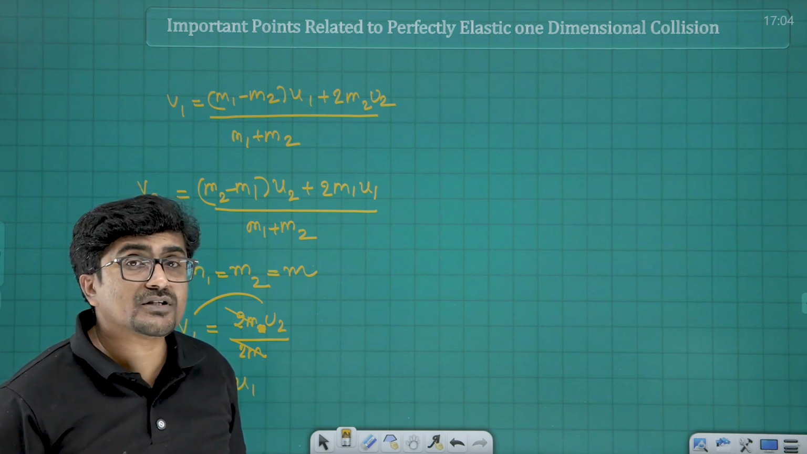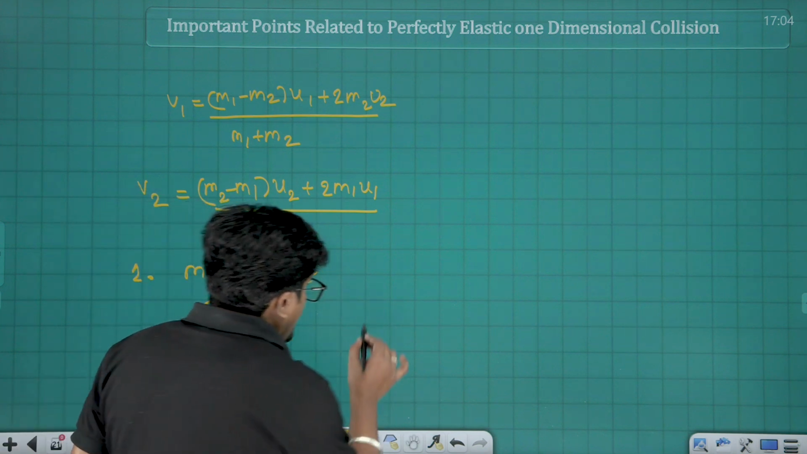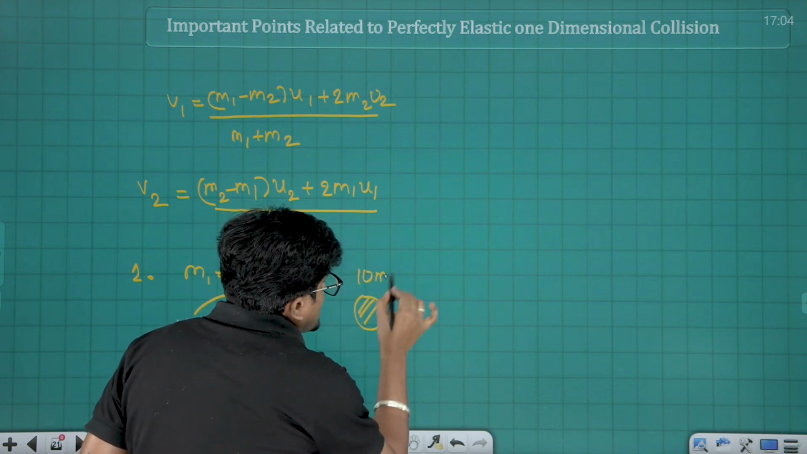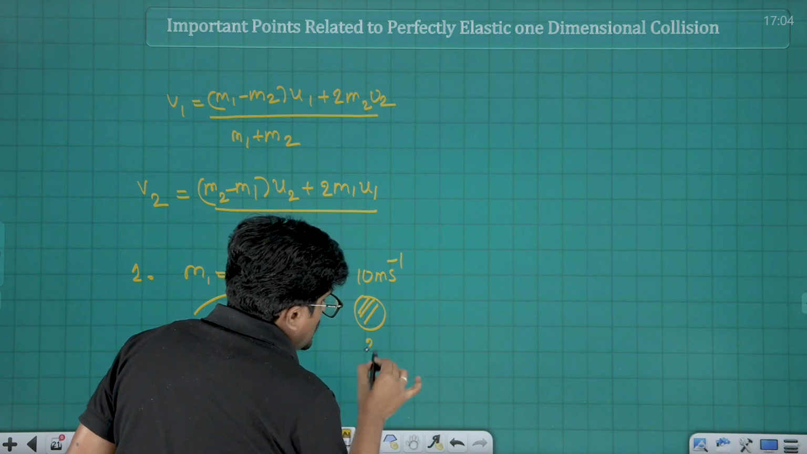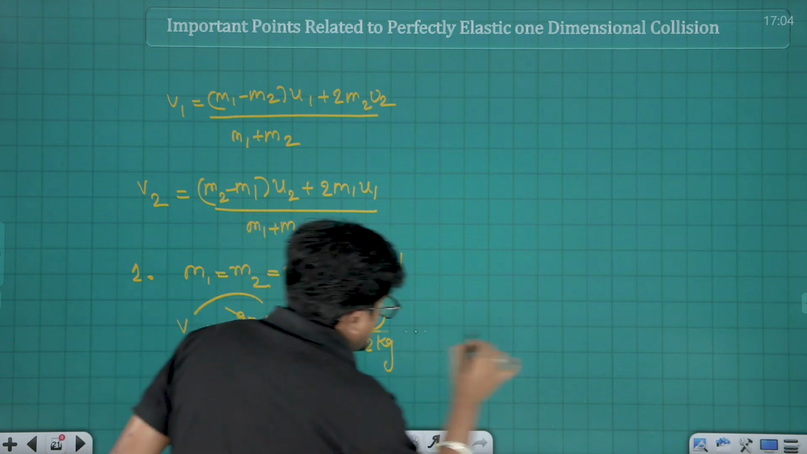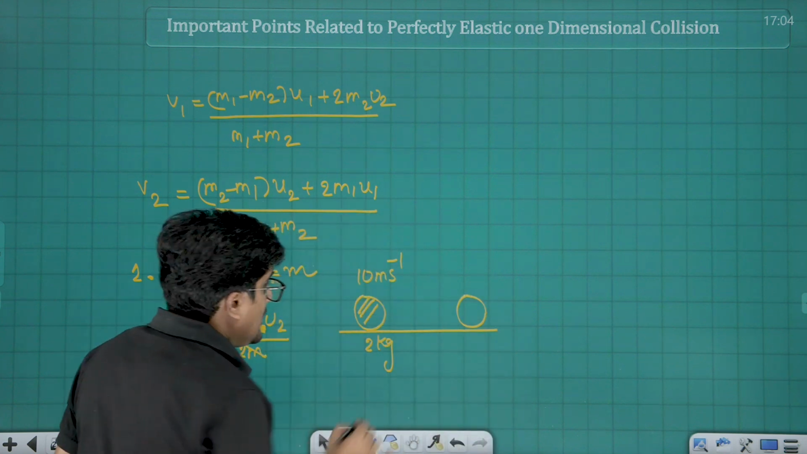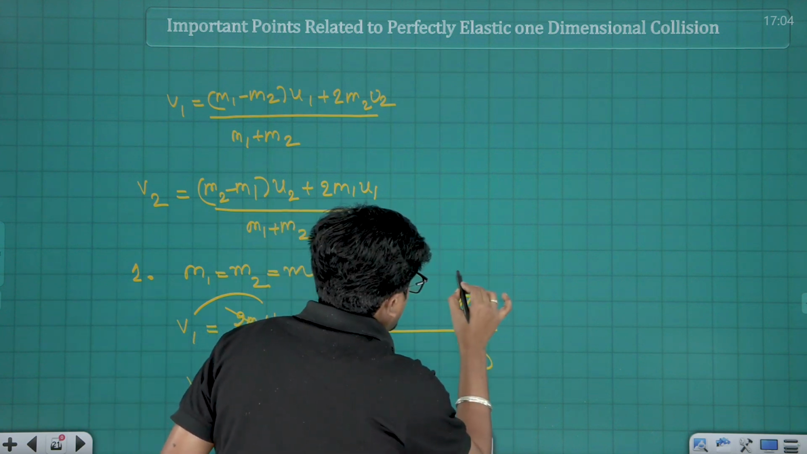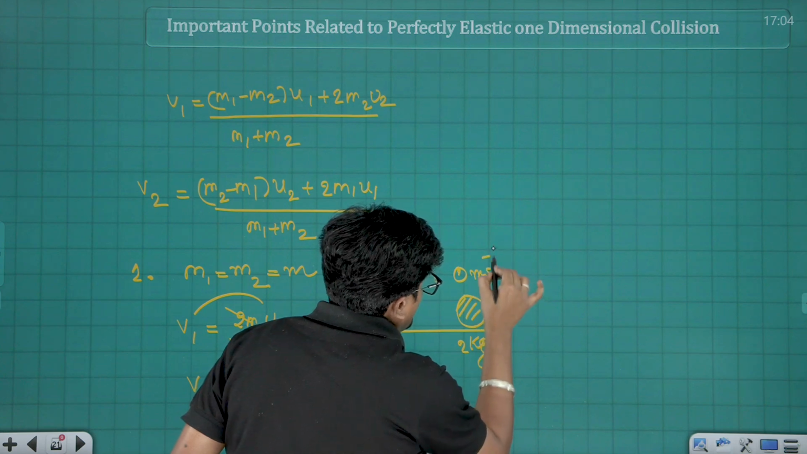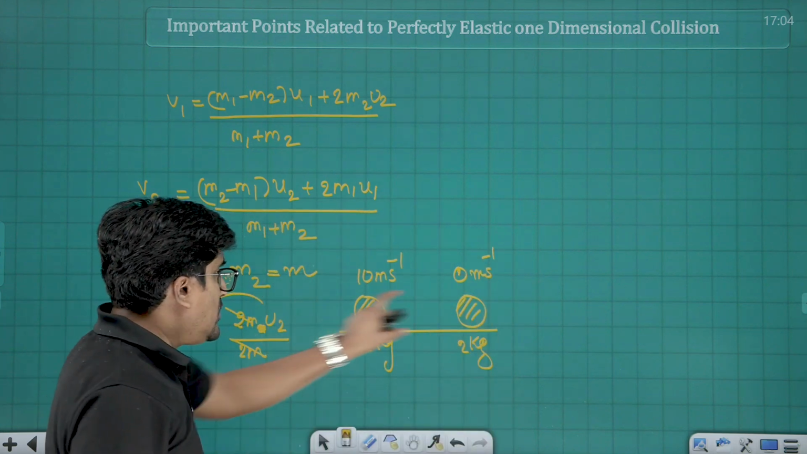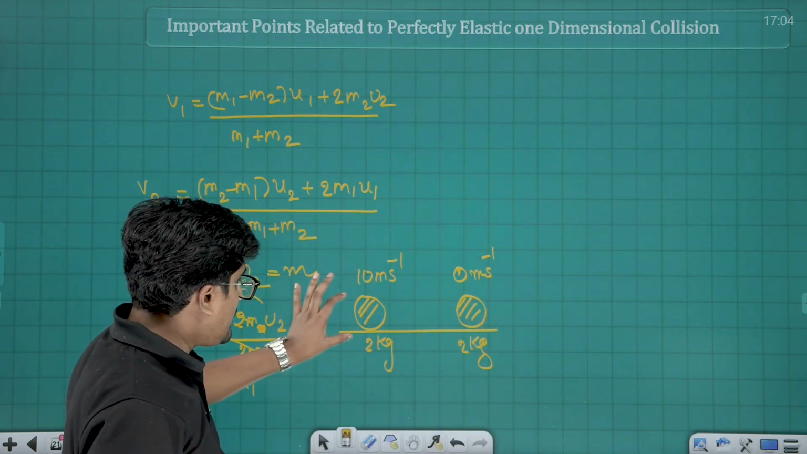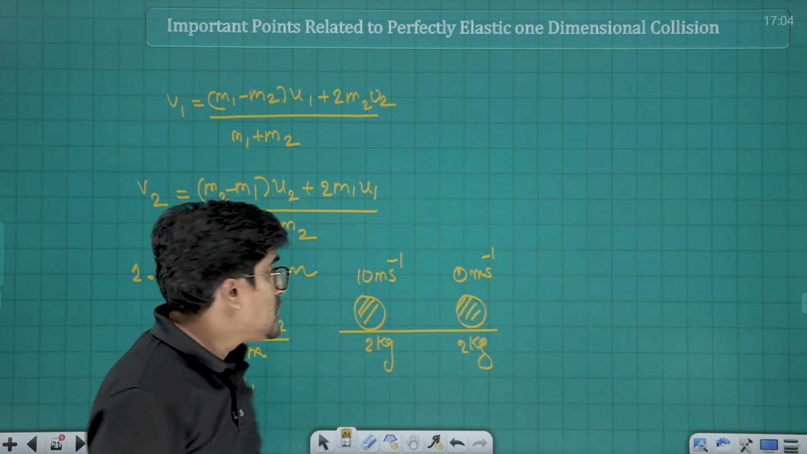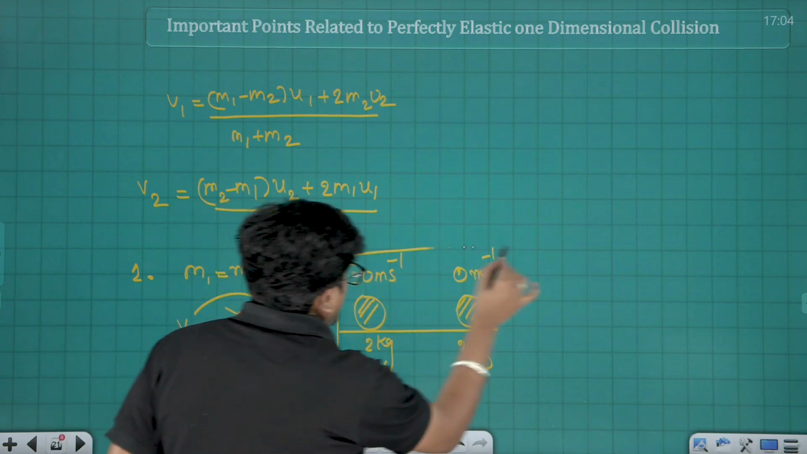I repeat, velocity exchange will happen. Here I want to tell you something very, very important. A mass coming with a speed of 10 meter per second, say a 2 kg mass, is going to collide with another mass that is also 2 kg, but at rest, 0 meter per second. If this collision happens, definitely this will come to a state of rest and this will start moving.